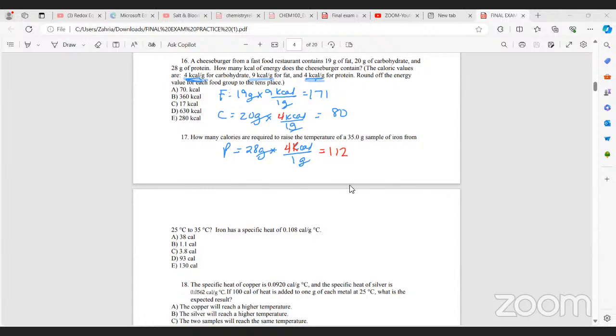Okay, 363. But now remember, for this particular problem, even though when we add all those together we get 363, it says round off the energy value to the tens place. So this becomes 360 kilocalories. So letter B for that one. Okay, letter B for that one.